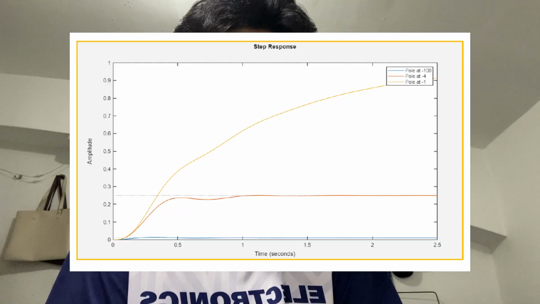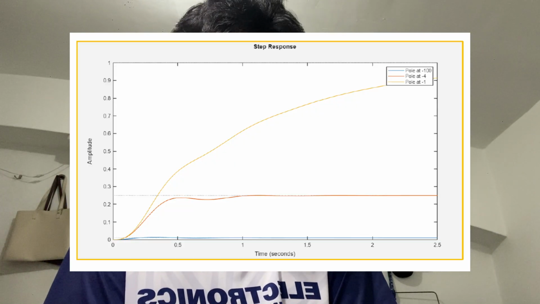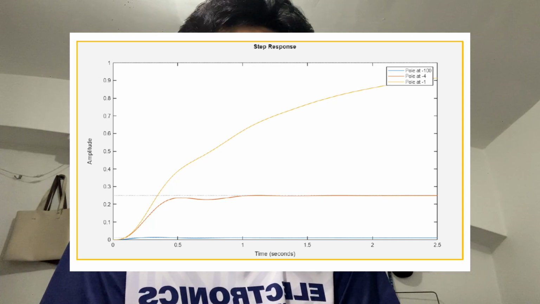And we also took different poles. So we added different poles, wherein the pole would be equal to -100, the pole would be equal to -4, and the pole would be equal to -1. So we then superimposed this graph.